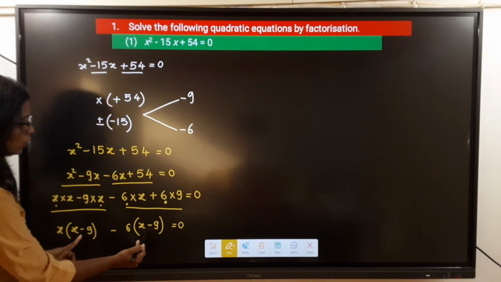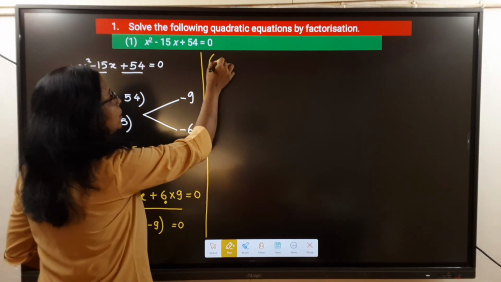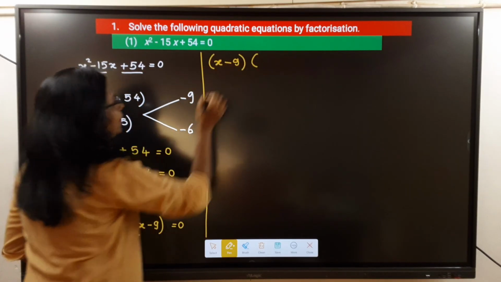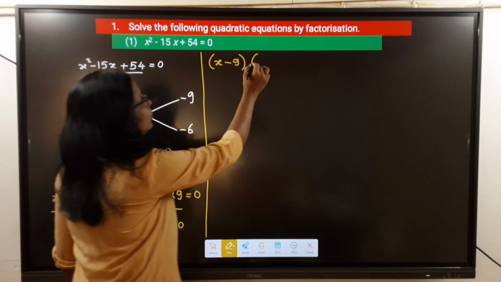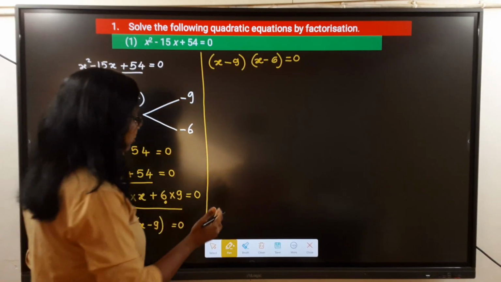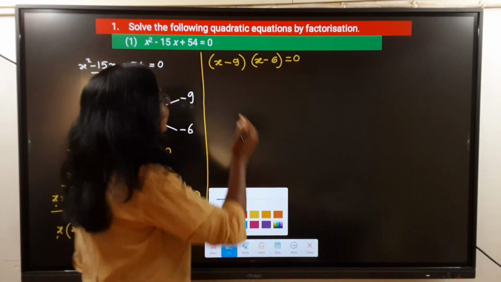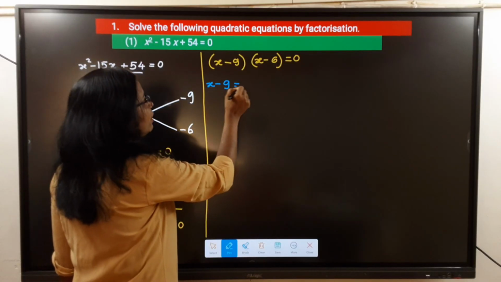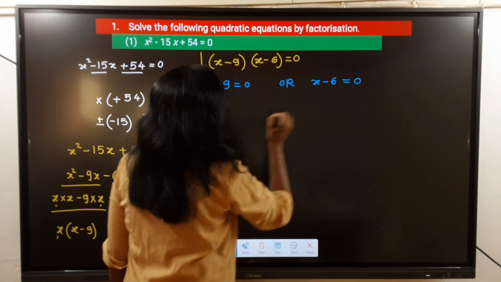Then here students, both the brackets are equal. So in the first bracket I write x minus 9, and in the second bracket I write the remaining terms. So x minus 6 in the second bracket is equal to 0. Now after getting the two brackets equal to 0, the first bracket is equal to 0, or the second bracket x minus 6 is equal to 0.